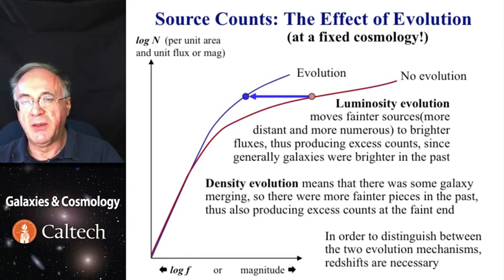If the sources were brighter in the past, then those which were really faint are coming closer towards the Euclidean slope line, and so they will tend to push it above the no evolution cosmological line. And in case of density evolution, well, there are simply more faint pieces further out, and therefore that will also be above the cosmological line with no evolution. And the only way we can tell is to actually measure redshifts and find out, as a function of redshift itself, how does the density change.